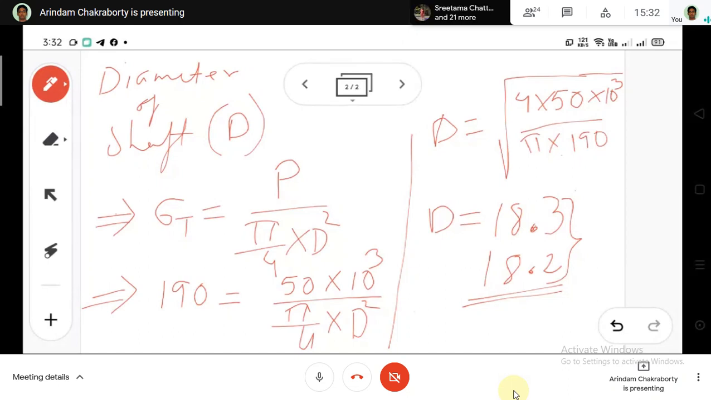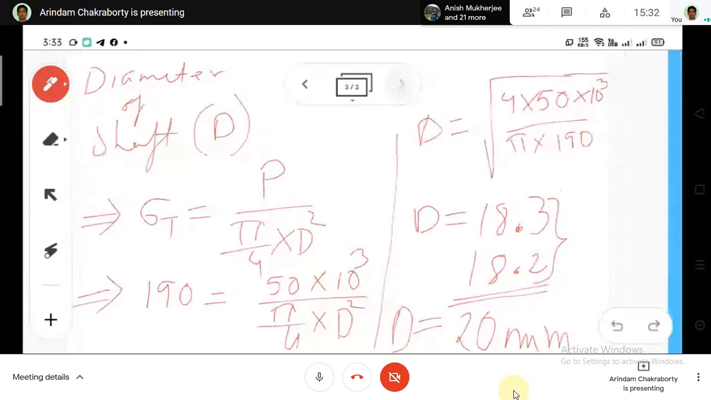So what would be the next multiple of 5? Can anyone answer me? What is the multiple of 5? 20. That means the diameter of the shaft should be 20.